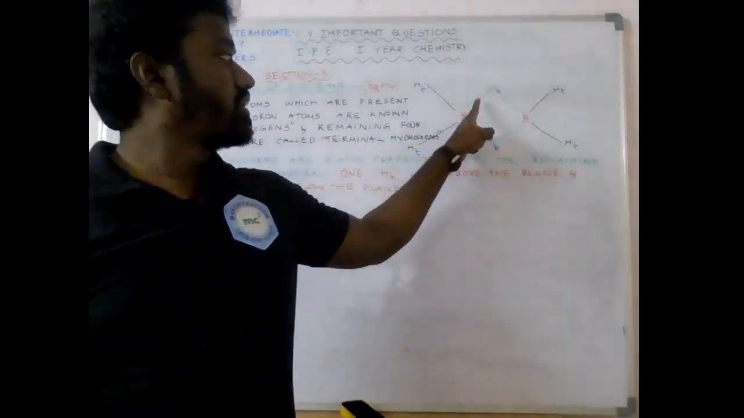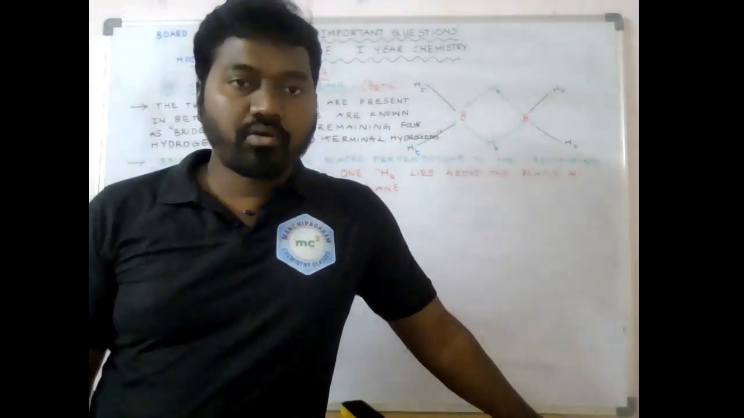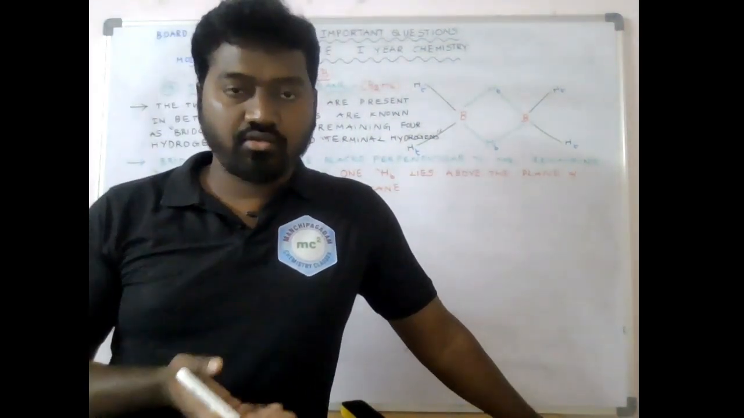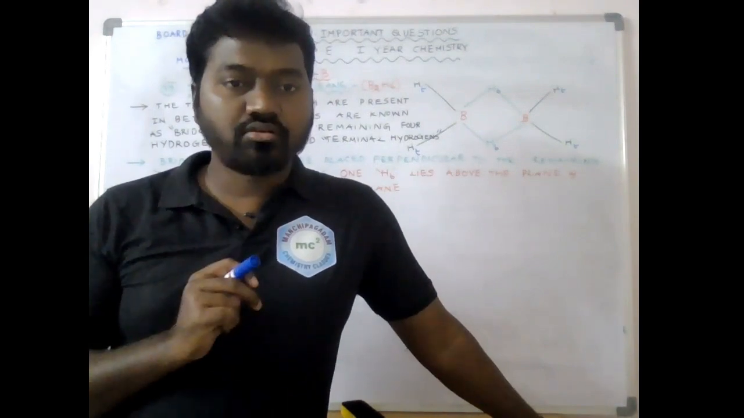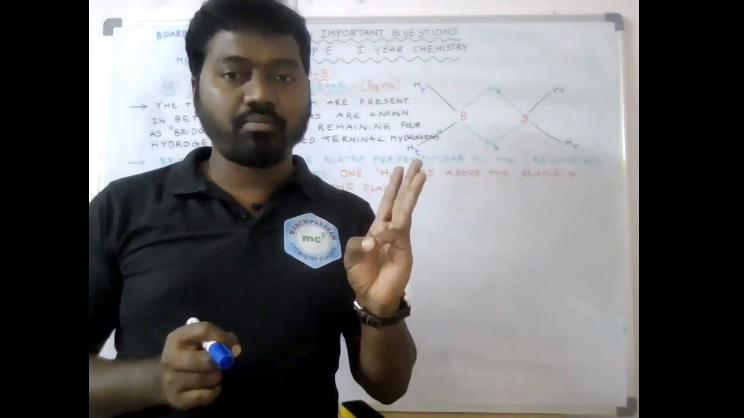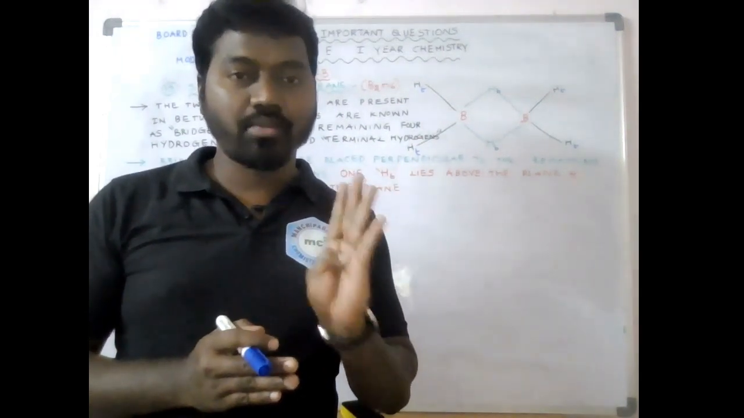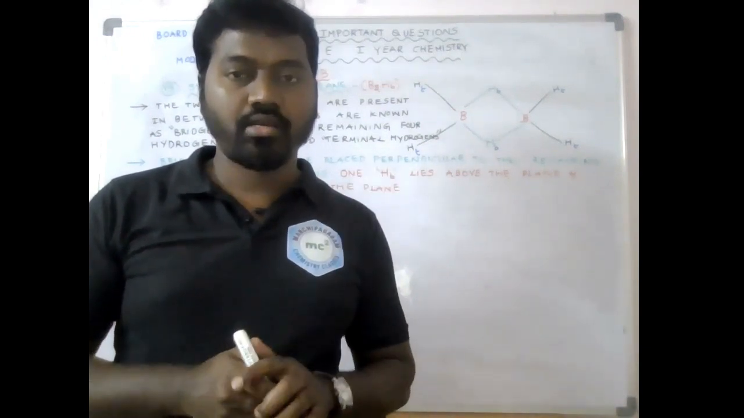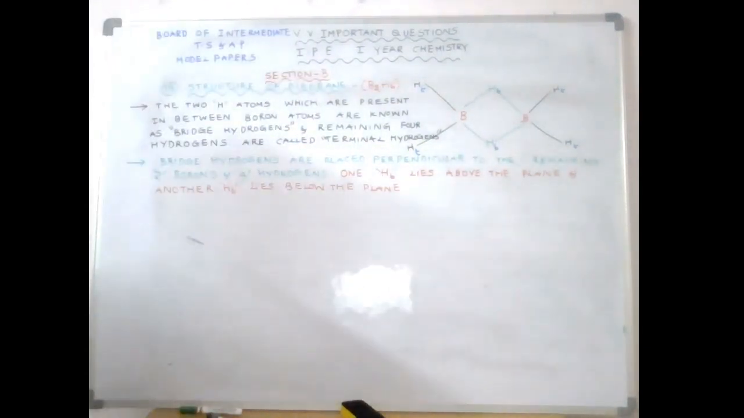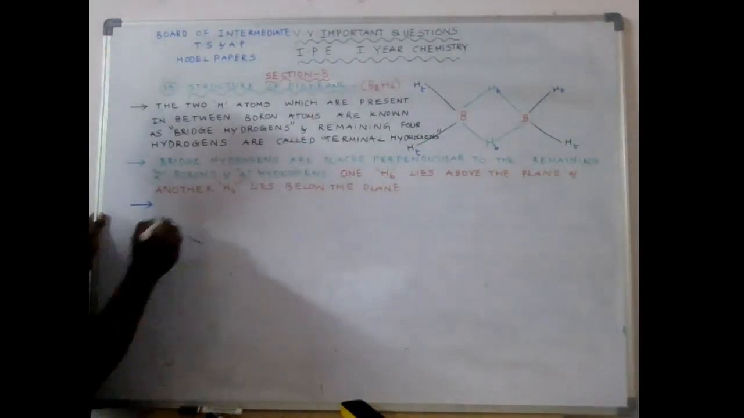Here how many bonds are there? 1, 2, 3, 4. All of them are sigma bonds, right? Four sigma bonds means, according to VSEPR theory, it undergoes which hybridization? sp3 hybridization. One s orbital and three p orbitals combine together to give four sp3 hybrid orbitals, right?